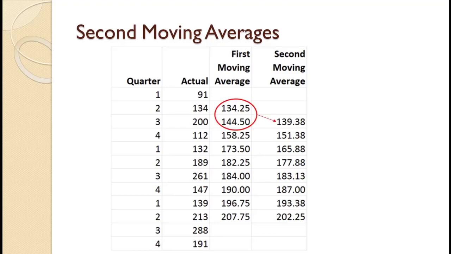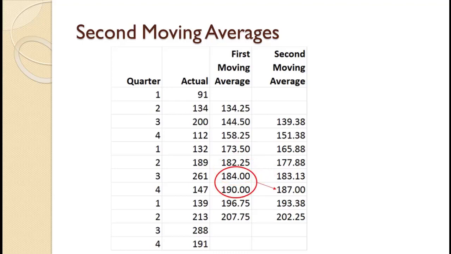For period 3, 134.25 and 144.5 average to 139.38. For period 4, 144.50 and 158.25 average to 151.38. For period 5, 158.25 and 173.50 average to 165.88. For period 6, 173.50 and 182.25 average to 177.88. For period 7, 182.25 and 184.00 average to 183.13.